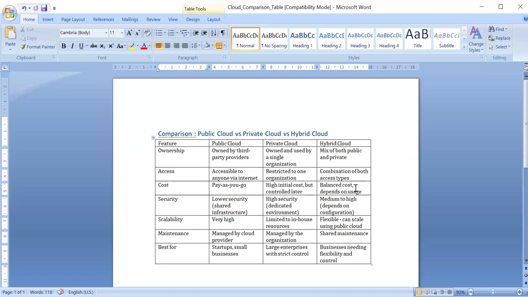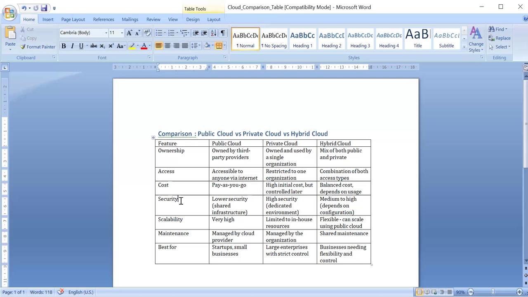And in hybrid cloud, the cost varies. You can save some money using public cloud for less sensitive data, and for secure data, you use private cloud. In that case, the cost becomes high. So here the cost is balanced. If you are using public cloud, the cost becomes less. If you are using private cloud, the cost becomes high. Because of this, the cost will be balanced here.